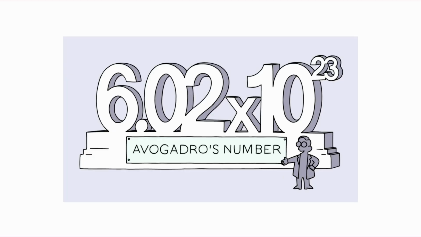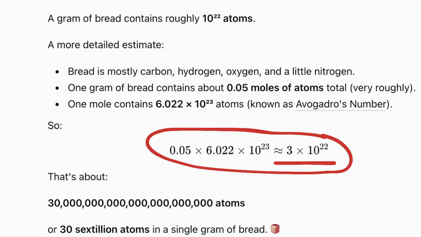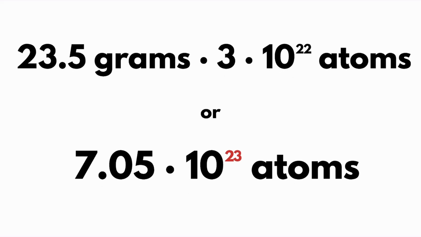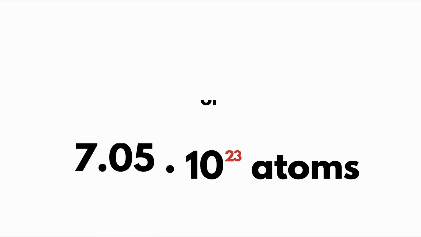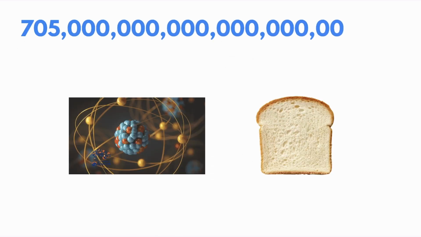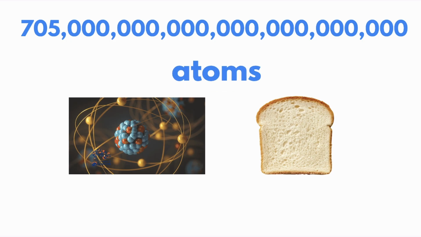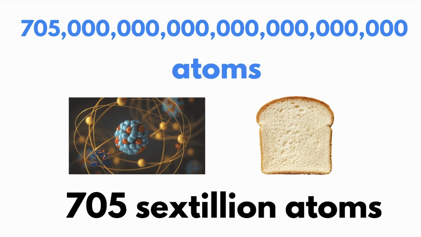Anyway, we have what ChatGPT told us, which is there's 30 sextillion atoms in a single gram of bread, right? So we just got to multiply that by 23.5 grams, or just do some simple math to get it to be 7.05 times 10 to the 23. And then you get 705 sextillion atoms are in a slice of bread.